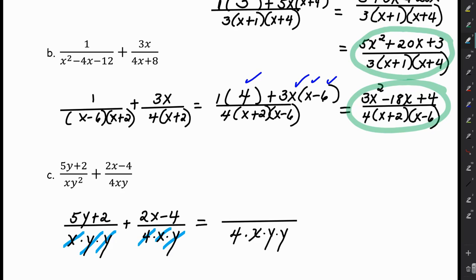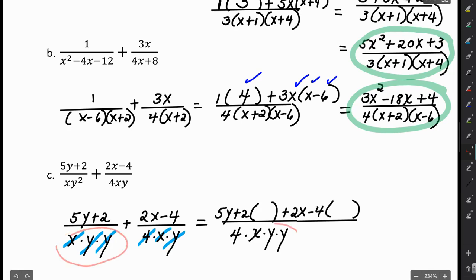Okay, we're going to rewrite our numerators and we're going to leave placeholders. Okay, now we're going to do our comparison. So we had x times y times y. We have that here. What's extra? A 4. A 4 is going to go in our numerator. This time we have 4x and y. We have 4x and y. We have y is extra, so a y is going to go in our numerator.